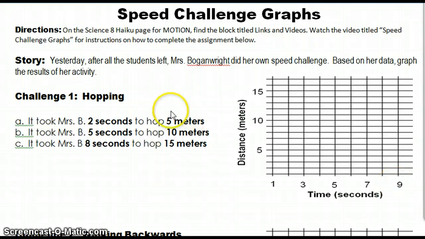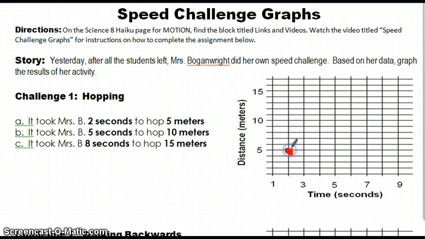So let's go to our first challenge, hopping. For A, it says that it took Mrs. B 2 seconds to hop 5 meters. Well, I'm going to graph that on my distance time graph. So 2 seconds is down here on the x-axis. I'm going to go 1, 2. And if it took me 2 seconds to hop 5 meters, I go all the way up to the 5, and I make my dot.